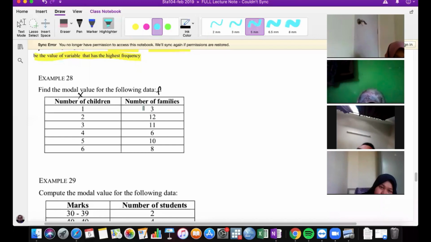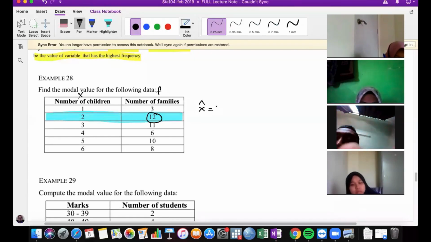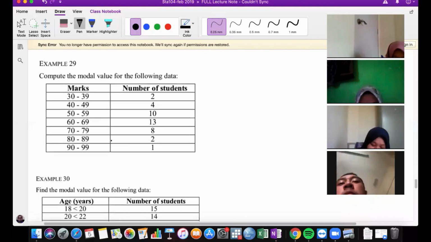So the mode for this table, you need to find the modal class. The modal class is the class that has the highest frequency value, which is 12. So 12 is the highest value of the frequency compared to the others. Now, since we don't have a class size, the mode is going to be 2. This is the mode. Very easy, right? Now look at example number 29.